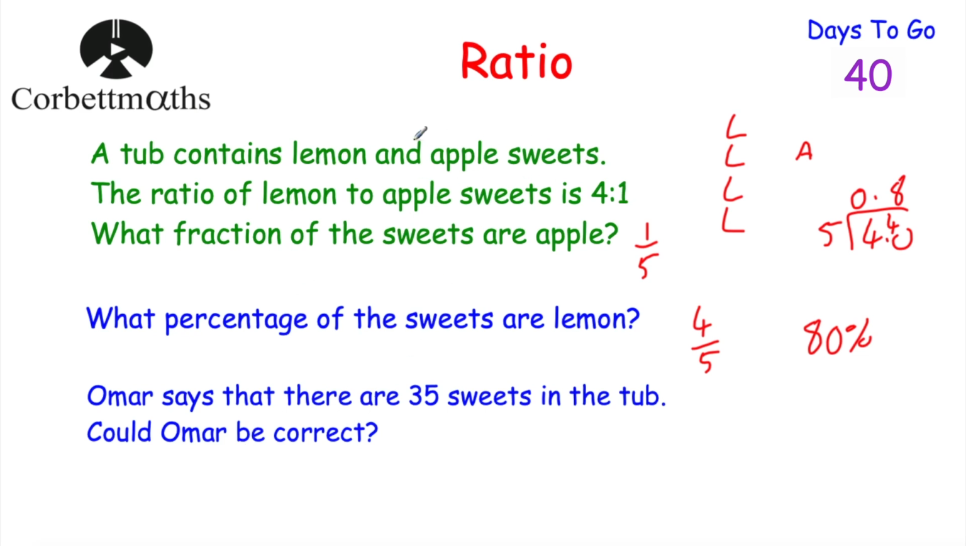We're told the ratio of lemon to apple is 4 to 1. That means that for every 4 lemon sweets, there's 1 apple. So you could have 4 lemon and 1 apple. You could have 8 lemon and 2 apples. You could have 12 lemon and 3 apples, and so on. And every single time, we're putting in 5 more sweets, so the number of sweets in the tub must be a multiple of 5. And 35 is a multiple of 5, so let's explain that.